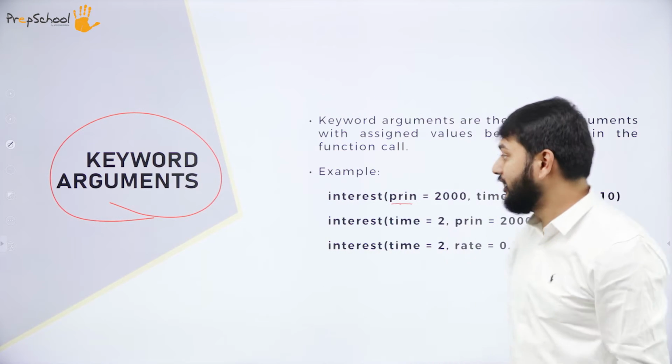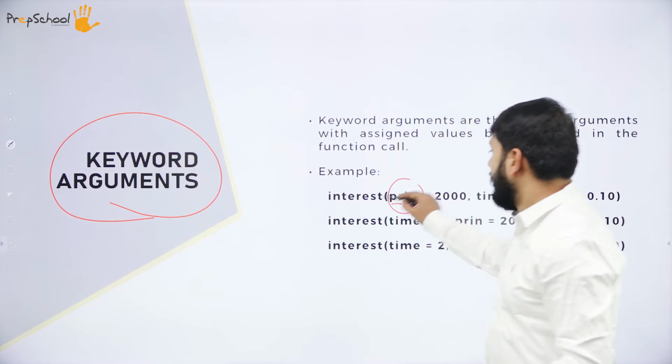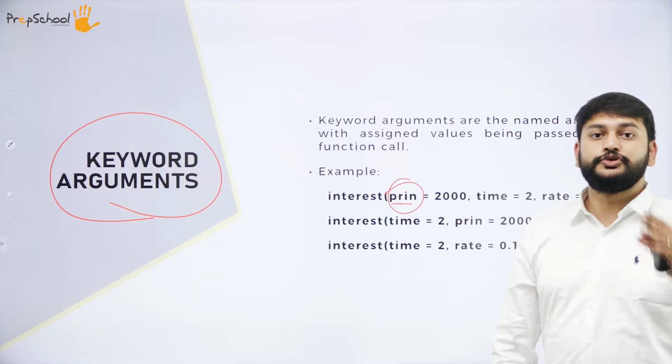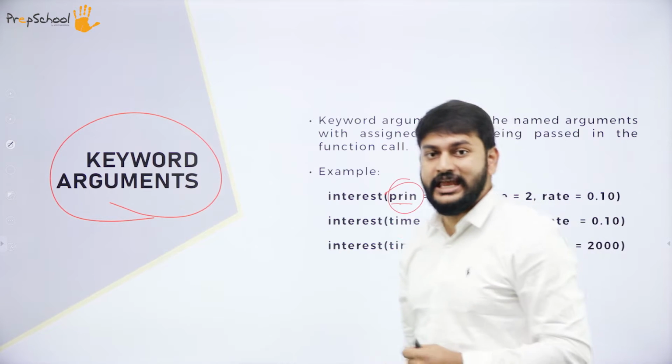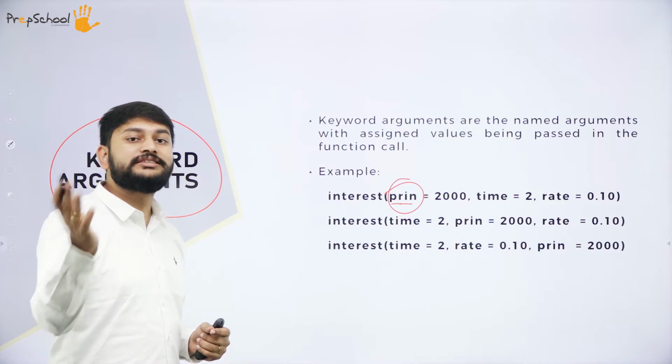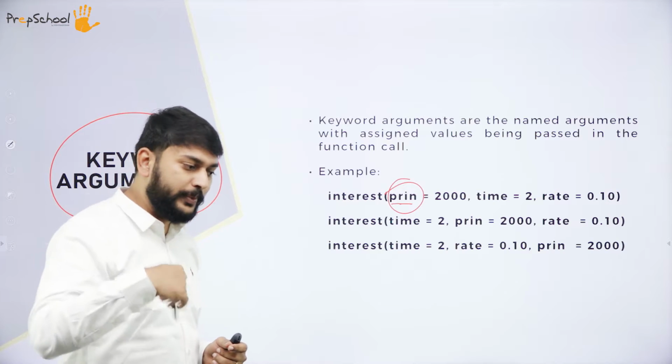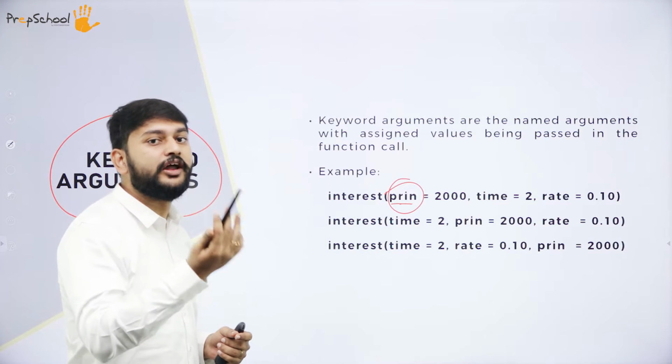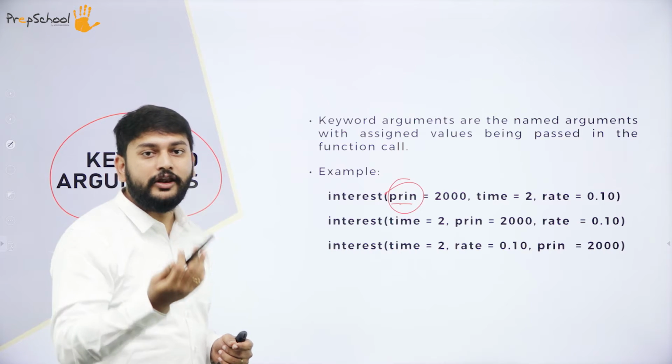I will be using the keyword arguments to change the position, but the value remains the same. I use the default arguments to pass the default values. Even if I don't pass a value for that, automatically the default value will be considered.